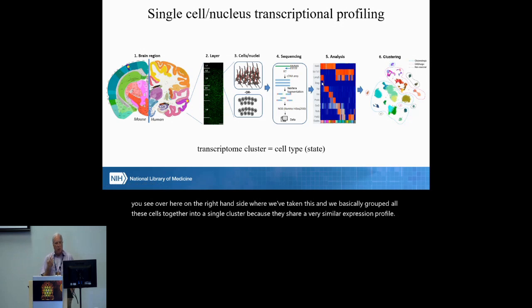And so we view these transcriptional clusters that come out of this analysis as representative of either cell types or cell states. And I frequently use cell phenotype as a way of combining the two. These are the genes that are expressed in these cells under these conditions.